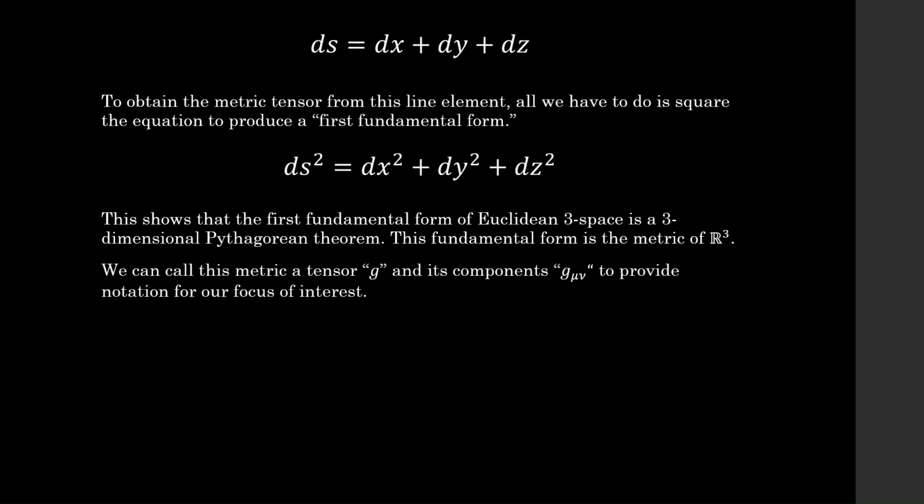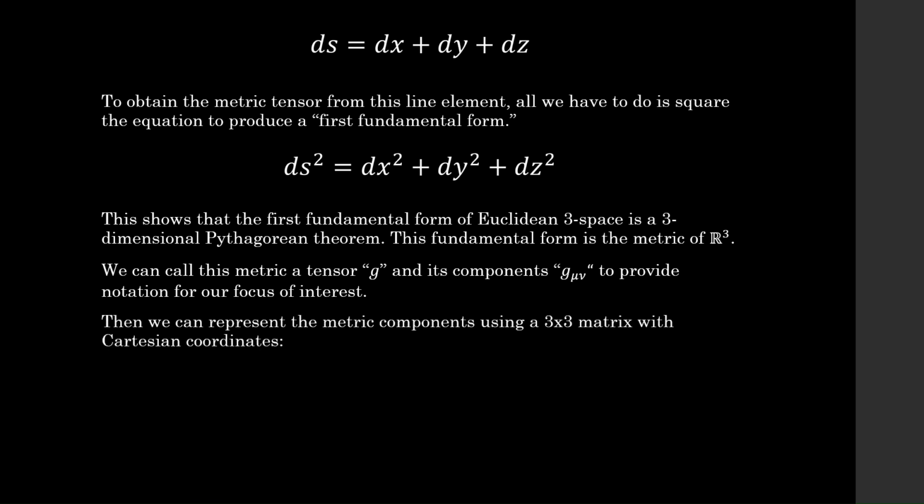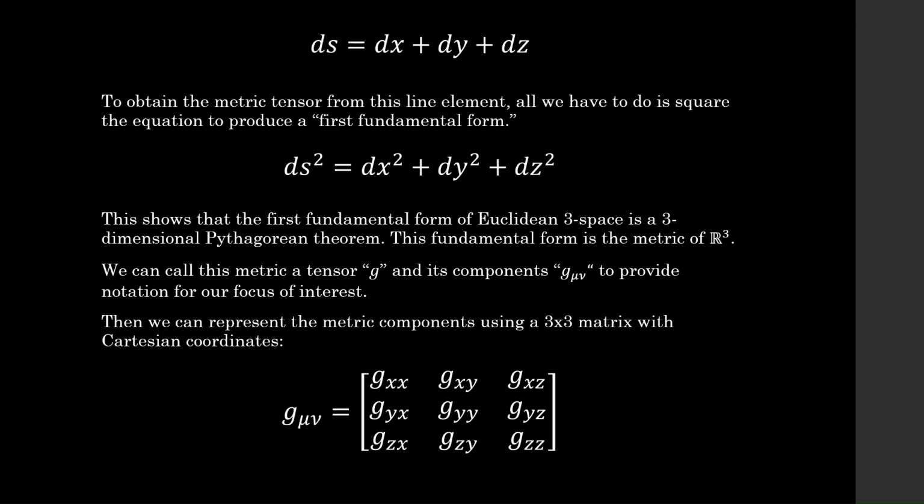We can call this metric a tensor lower g and its components g mu nu to provide notation for our focus of interest. Then we can represent the metric components using a 3x3 matrix with Cartesian coordinates. So g mu nu equals the following 3x3 matrix, where we have g sub the same coordinates on the diagonal and g sub varied coordinates on the off diagonals.